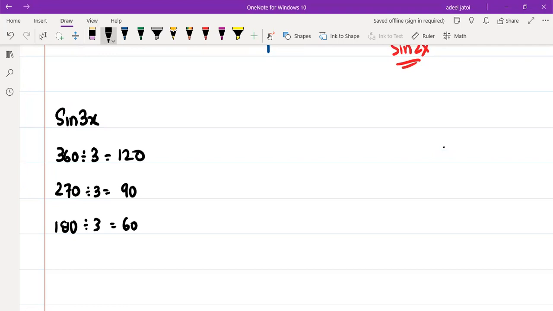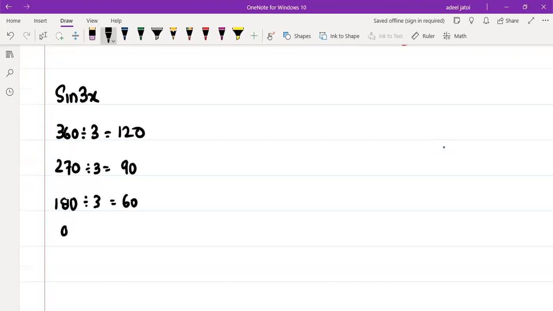You have to think, 180 पे अच्छा जी 0 होता था तो अब 60 पे क्या हो जाएगा? 0 हो जाएगा. Then you will have what? 90. 90 divided by 3. That means 90 पे क्या होता था? तो अब 30 पे क्या आ जाएगा जी? 1. Do you agree to this?